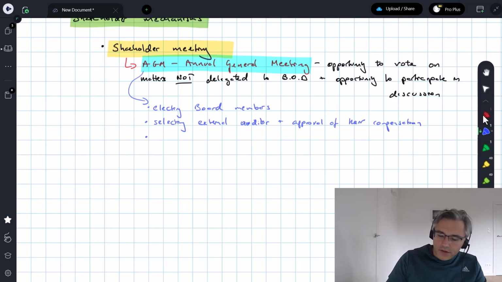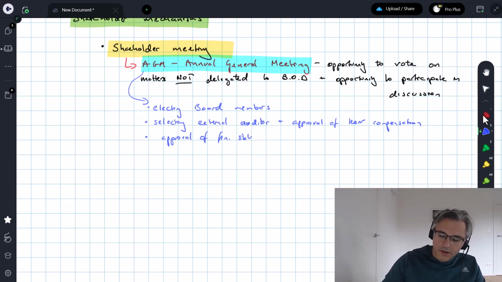And another point is approving the financial statements. So casting a vote that you really believe that the financial statements are a reliable source of information about company position and company performance.